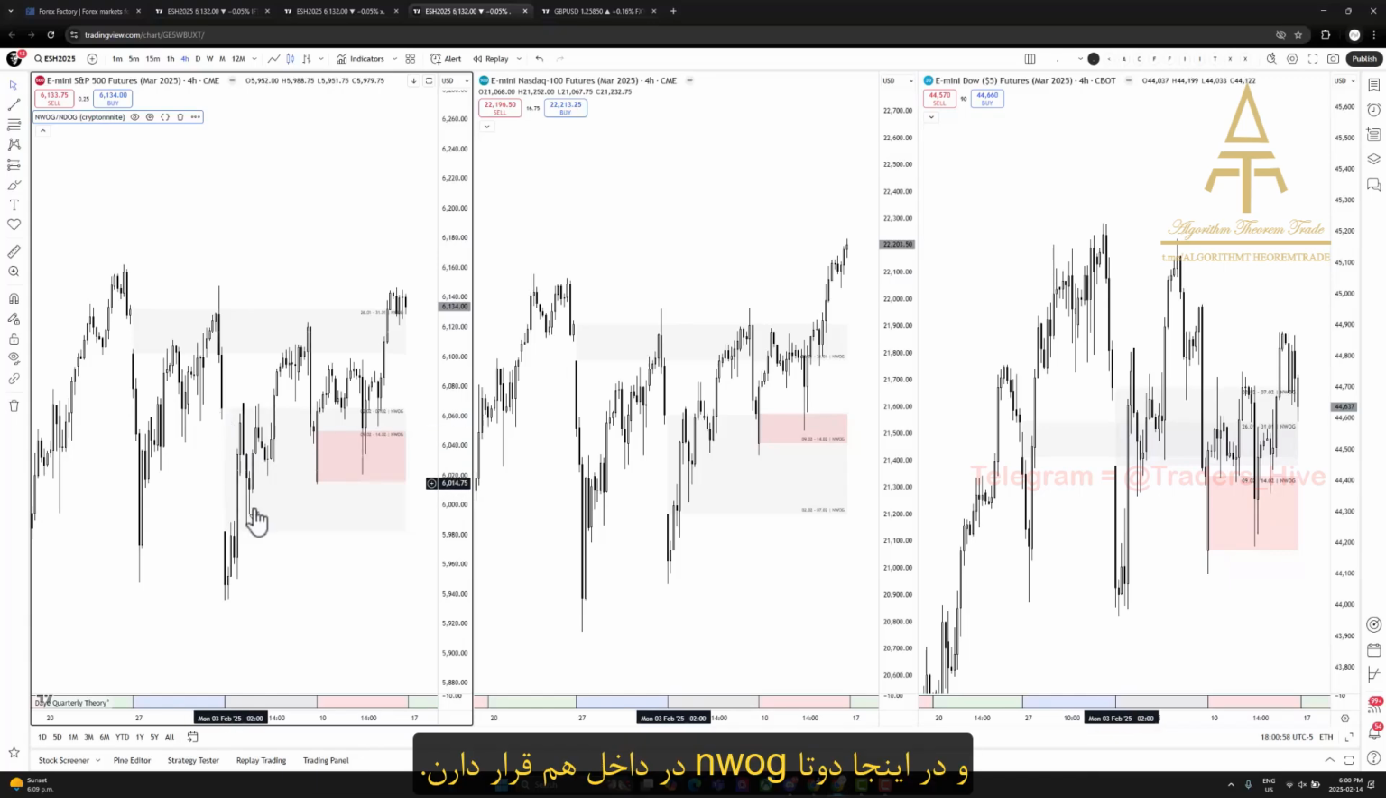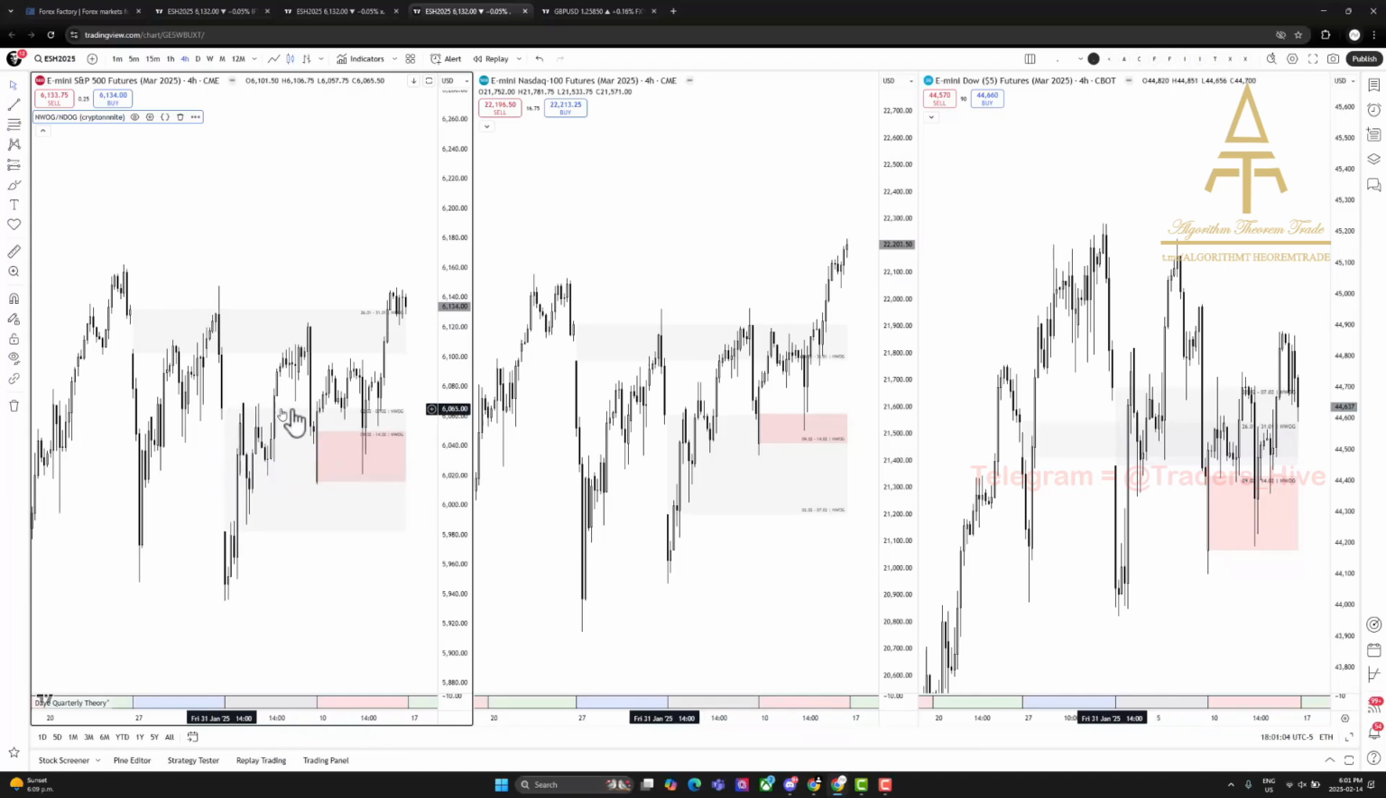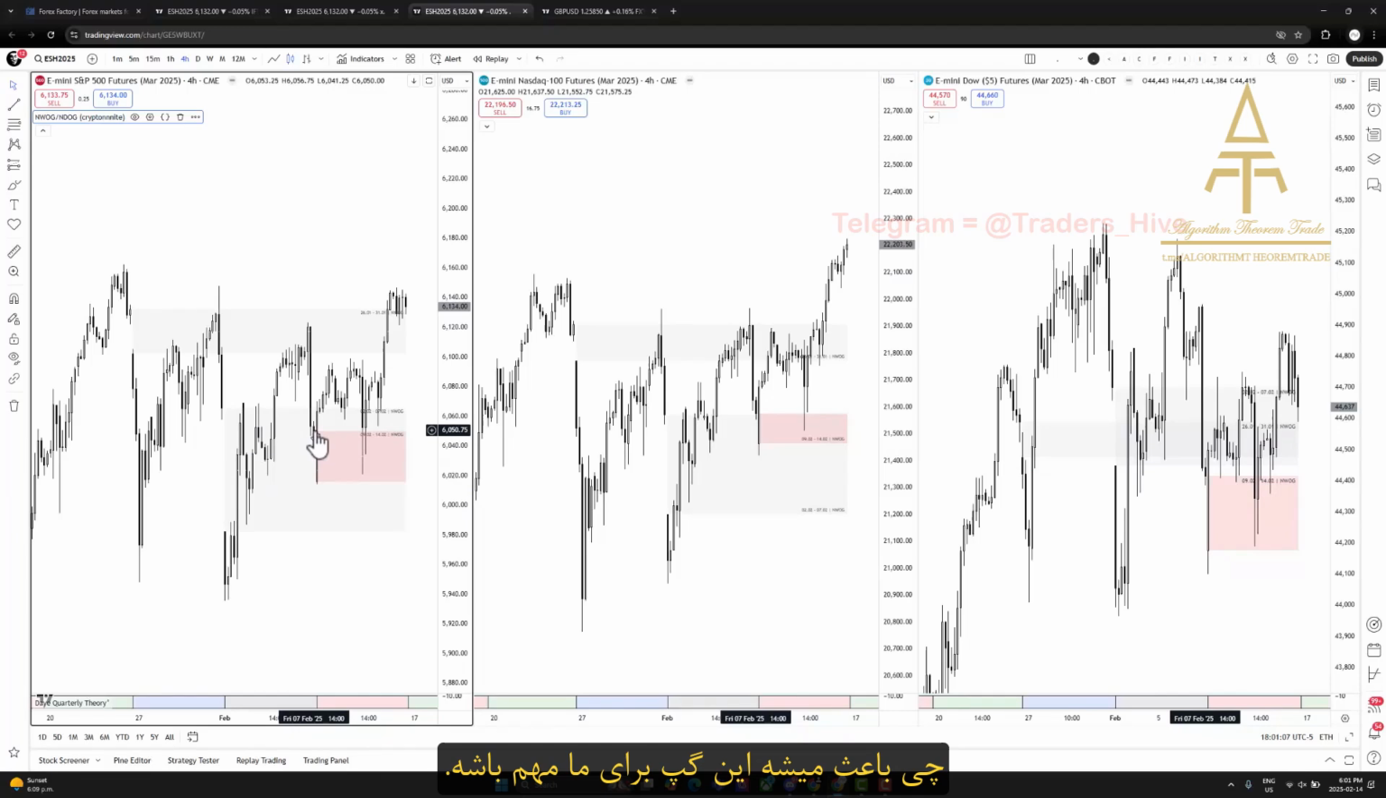But here we have a new week opening gap forming within another new week opening gap. What does that make this gap? Now it's high probability. This makes it a high probability new week opening gap.